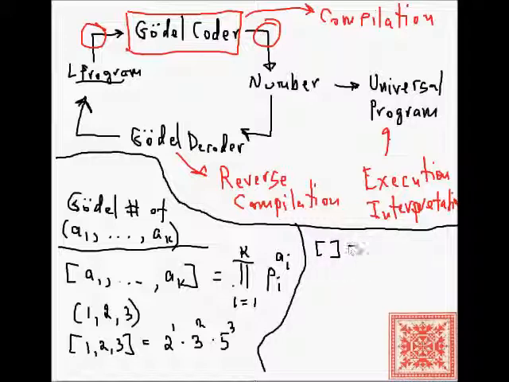Okay, and what's the Gödel number of the empty sequence? Well, it is defined to be 1. Why? Because no matter how many primes we raise to the power of 0, we're going to end up with 1. So just remember that we will use this fact later on in this screencast.